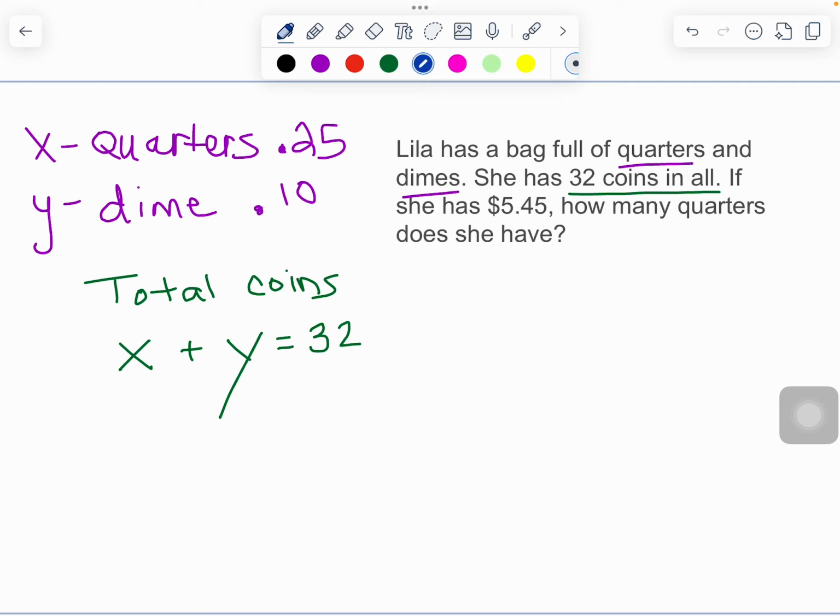Then we always make an equation with just money. So it has to be all money. A quarter, X, is worth 25 cents, so 0.25X, plus a dime, which is worth 10 cents, so 0.10, and a dime is Y, equals what's the total money? $5.45.